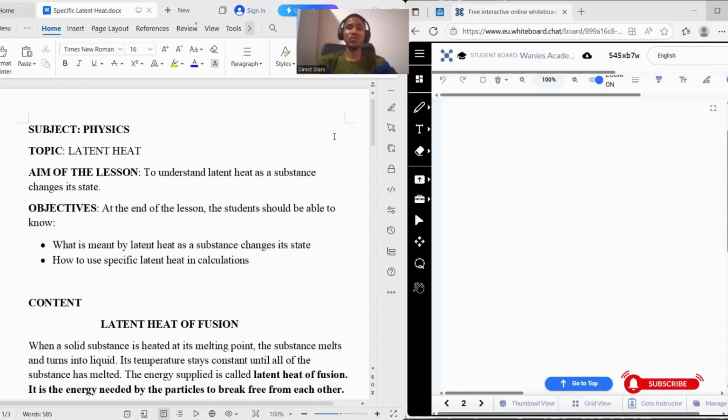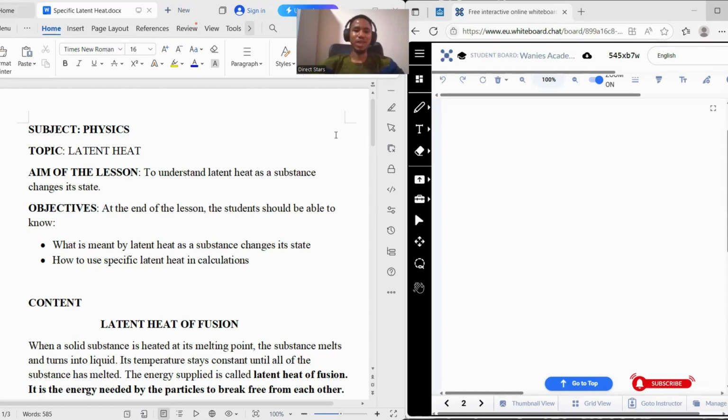Our subject for today is physics, while our topic is latent heat. The aim of today's lesson is for you to understand heat as a substance changes its own state. The objective of today's lesson is that, at the end of it, you should be able to know what is meant by latent heat of fusion and vaporization, and how to use specific latent heat in calculation.